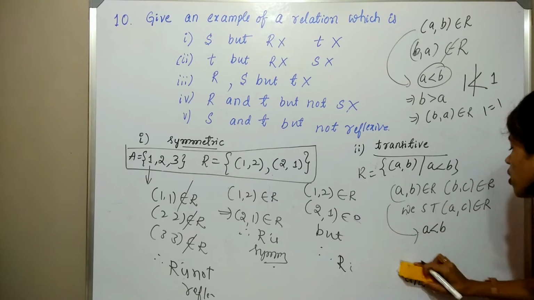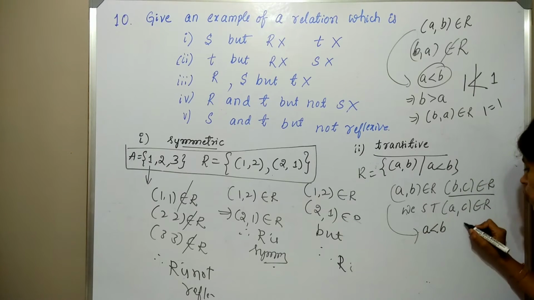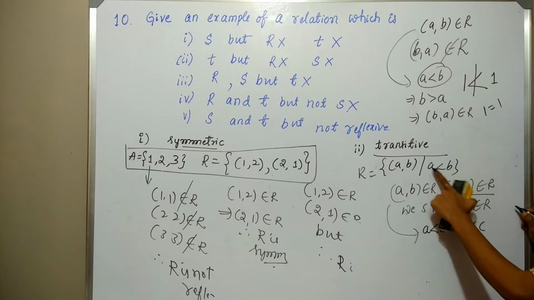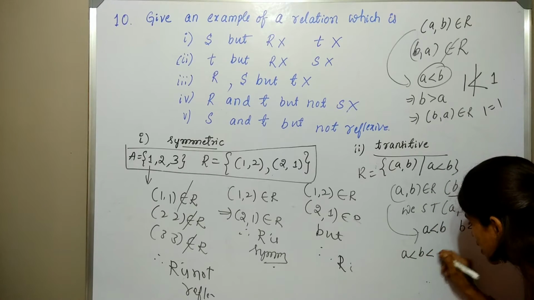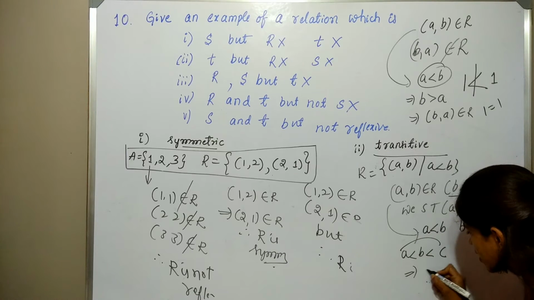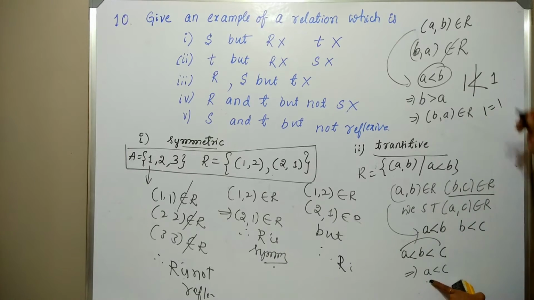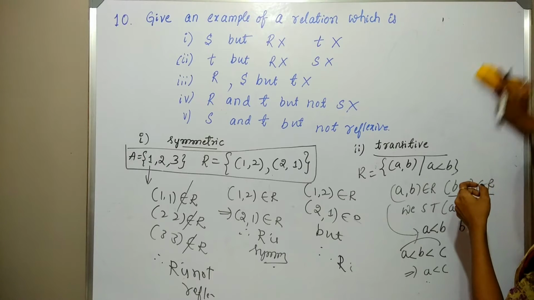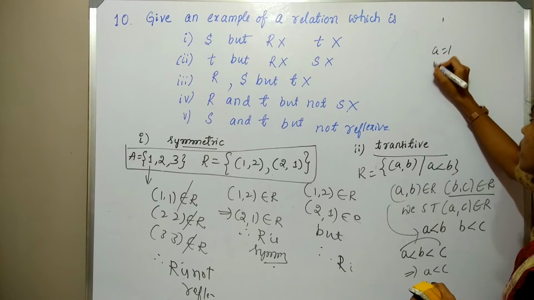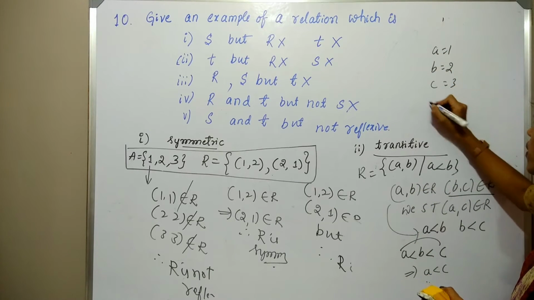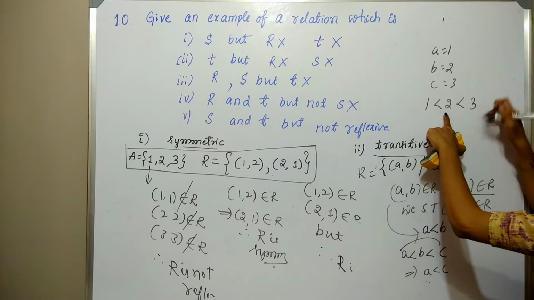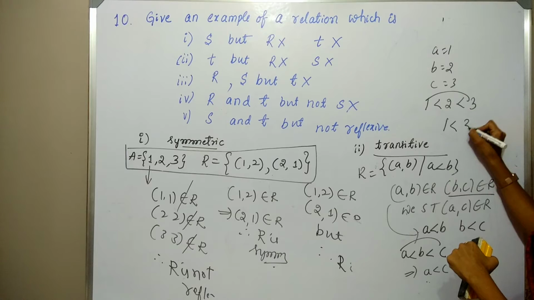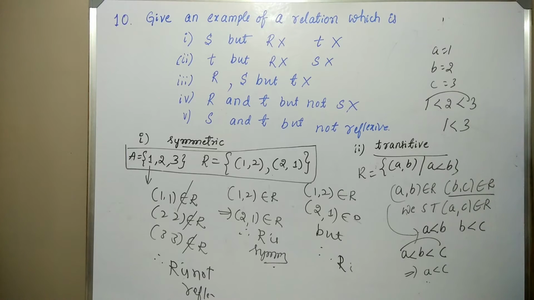Next, (B, C) belongs to R implies what? B is less than C. So A is less than B, B is less than C. It implies A is less than C. That is, if I take an example, A is equal to 1, B is equal to 2 and C is equal to 3. 1 is less than 2, 2 is less than 3. It is obvious that 1 should be less than 3. So A is less than C.